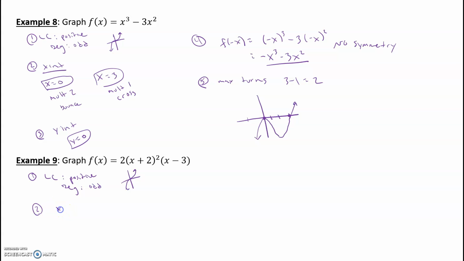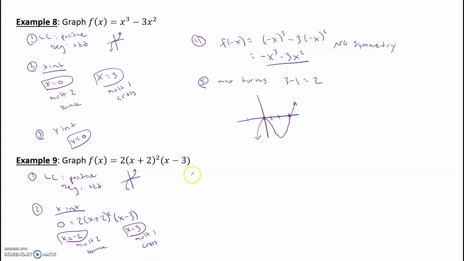What's next? X-intercept. Remember, your y is 0. We're going to kind of just do these out loud instead of writing them all out. We have x plus 2 equals 0, so x equals negative 2, and our multiplicity is 2, which means we're going to bounce. X minus 3 equals 0, so x equals 3. My multiplicity is 1, so we're going to cross.